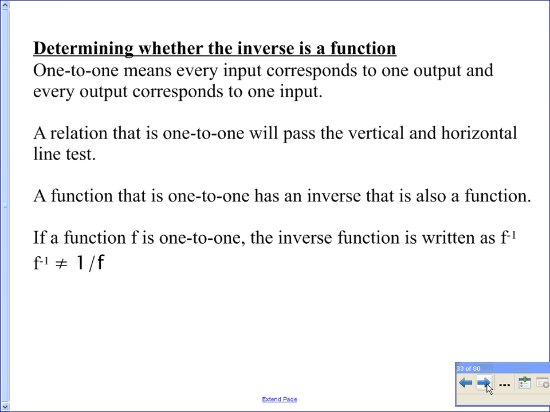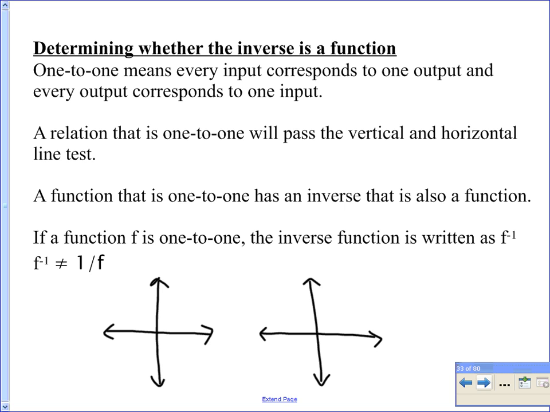Okay, so if we're going to determine whether or not an inverse is a function, then you need to know whether or not it's one-to-one. If it's one-to-one, then that means every input is going to correspond to one output, and every output corresponds to one input. And a good way to tell that is to look at a function and consider whether it passes the vertical and the horizontal line test.